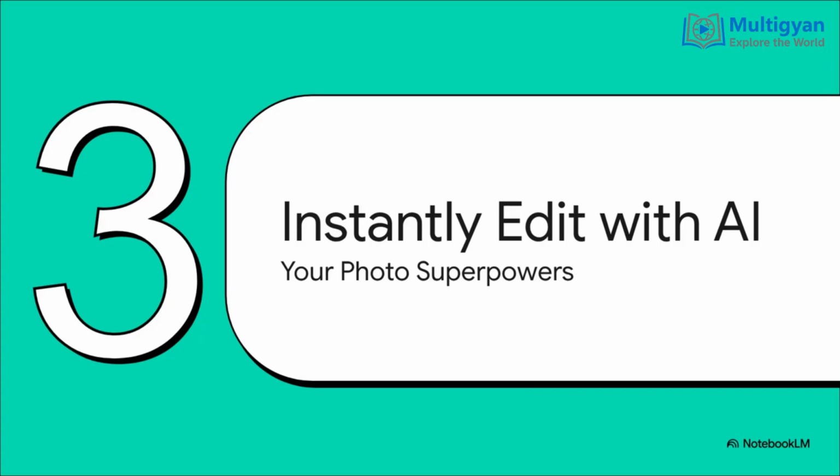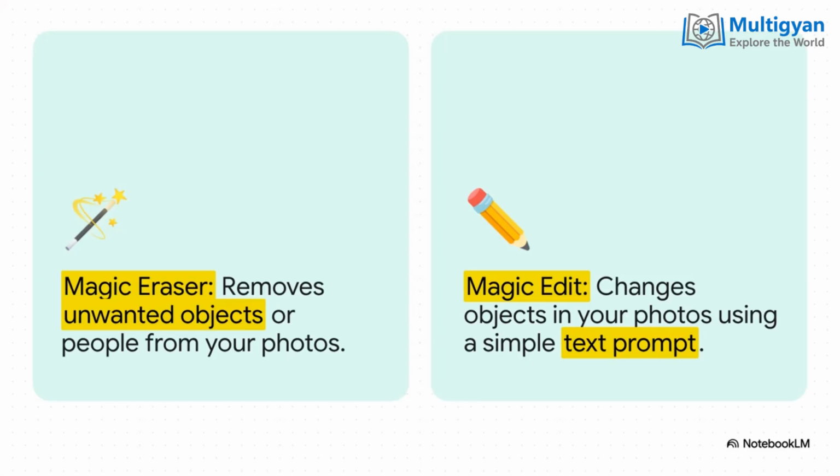Okay, so we've got AI for writing, AI for design, but what about the pictures themselves? The final piece of the puzzle. Well, Magic Studio gives you basically photo editing superpowers that used to require some pretty complex and expensive software. All right, so these 2 tools are just amazing. First, you've got Magic Eraser, which does exactly what it sounds like. It removes anything you don't want in a photo. Poof, gone. Then you have Magic Edit, which is all about transformation.